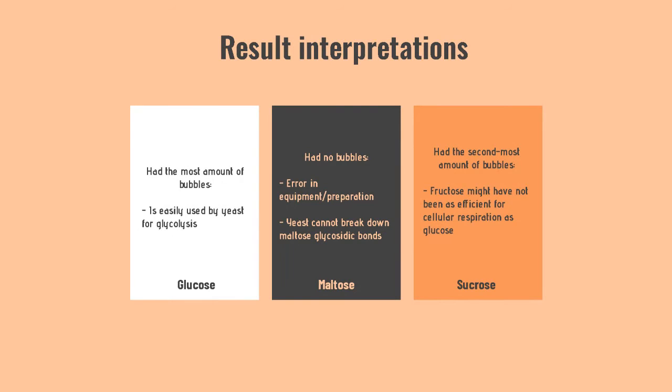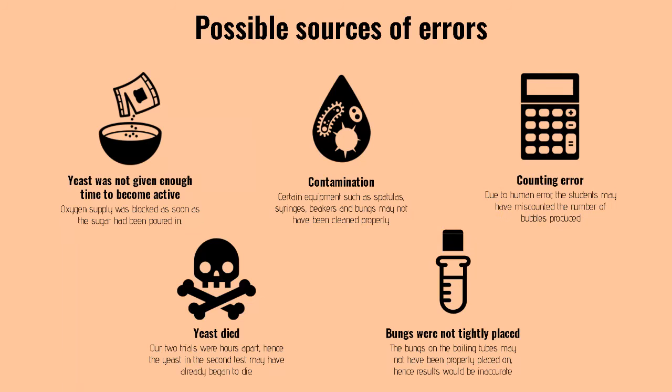Maltose had no bubbles, possibly because of an error in equipment and preparation, or that yeast could not break down the maltose glycosidic bonds. Sucrose had the second highest amount of bubbles because fructose might have not been as efficient in cellular respiration as glucose.